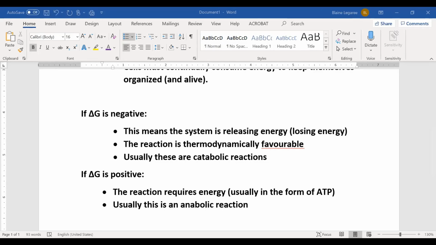But here's two reactions. Metabolism of glucose. You can see it has a negative delta G of minus 2,800 joules per mole. Sometimes you might use the word exergonic. Exer means outside, gonic means energy. So it's releasing energy to the outside. Photosynthesis is the opposite. It's anabolic, it's endergonic, it's requiring energy from delta G.